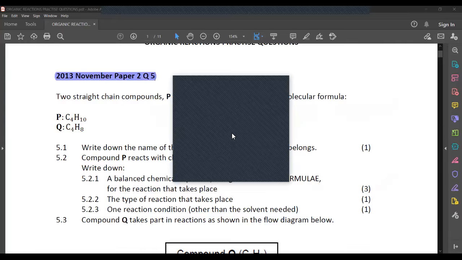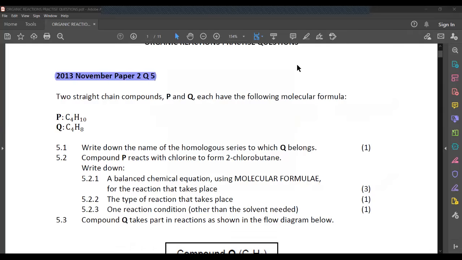Babsi, you got a question there I want to deal with. I'm unmuting you right now. Go ahead. Okay, sir. In class, you told us that when they ask what kind of reaction takes place, you can't just say substitution, addition, or reaction. So for substitution, can we just write substitution? But when it's addition or elimination reaction, we have to specify what addition or elimination reaction it is.